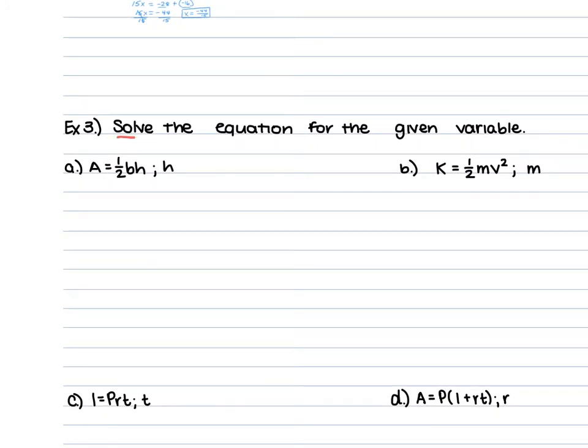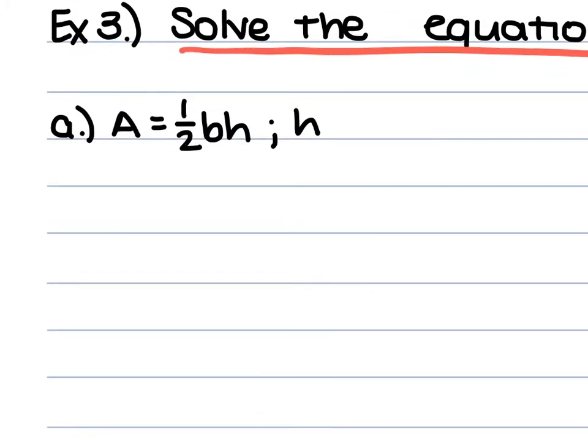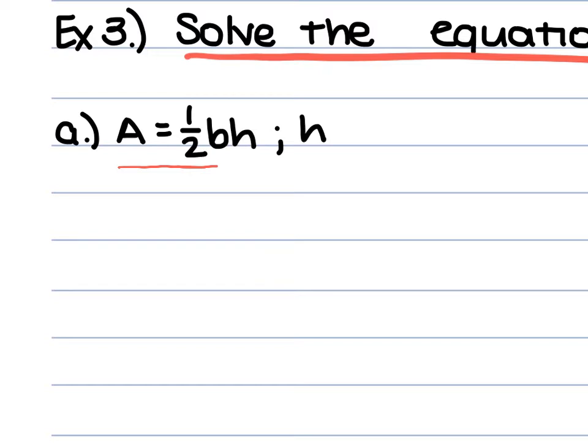So it says, solve the equation for the given variable. And notice what this says here. It says, A is equal to 1/2 B times H, and then it's got this semicolon and an H. What that means is, get H all by itself. So they're saying you don't have to plug in any numbers, you don't have to do anything except for get H all by itself. So that's what we're going to do.